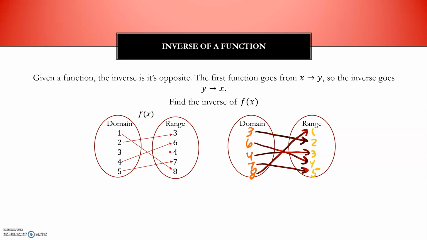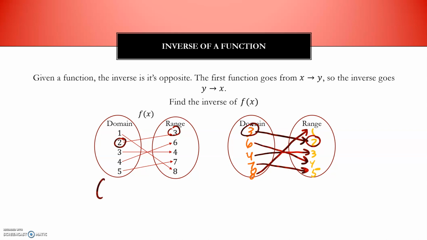So notice the ordered pairs are the same, but they're flipped. When the 3 was in the range in f of x, the domain that went with it was 2, and they flip places here in the inverse. So that's all you're doing.